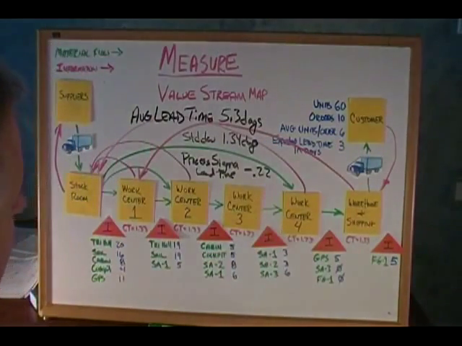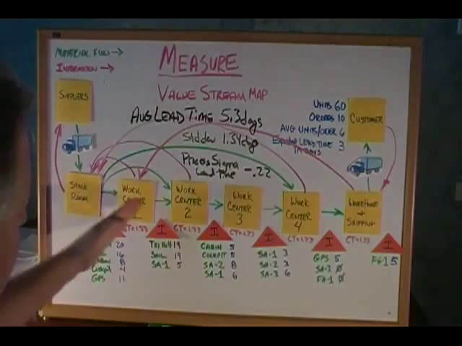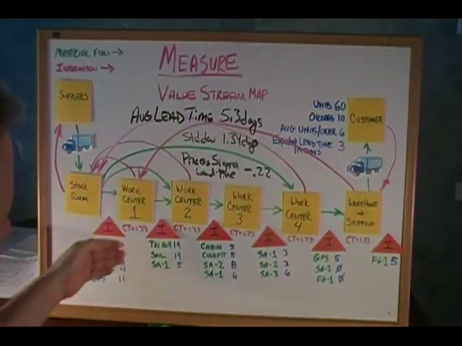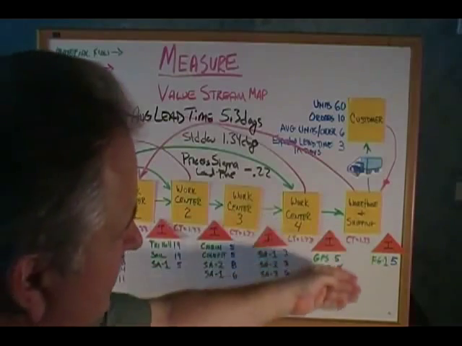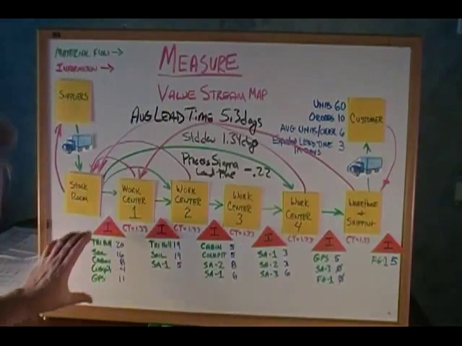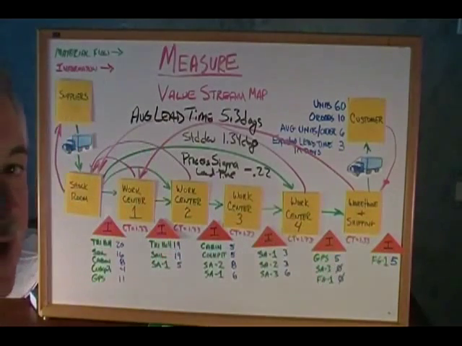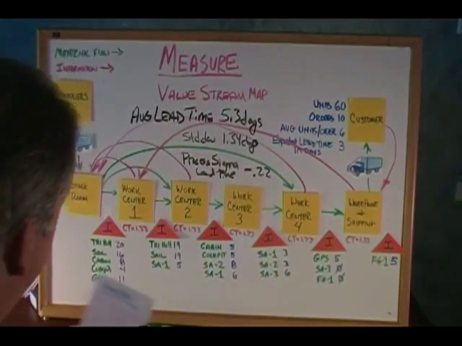So this is our value stream. You can see the flow of material, the flows of information, and then we capture information associated with our value stream. Notice that we've got a lot of places where inventory is stored, which are opportunities for improvement.